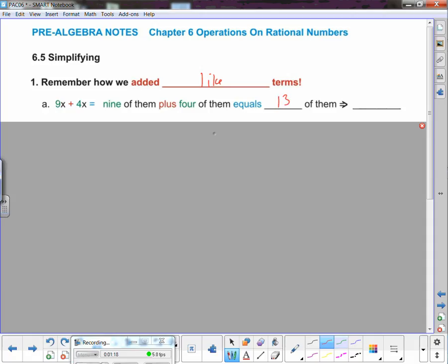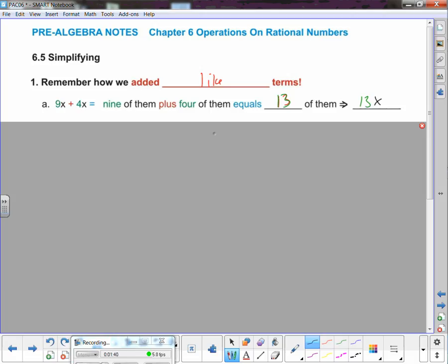And what are they? That should have been green. I don't know why it turned out red. Should have been 13 of them, and 13 what's? 13 x's, right? You just add the coefficients. 9 of them and 4 more of them is 13 of them. 13 what's? 13 x's.